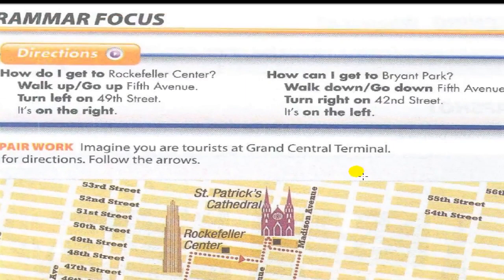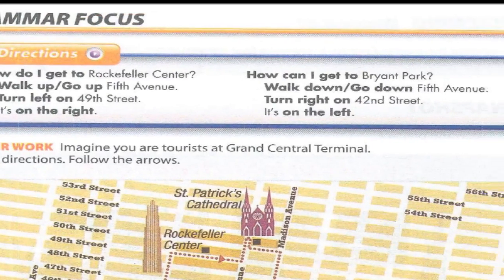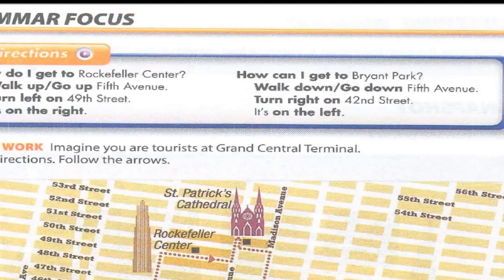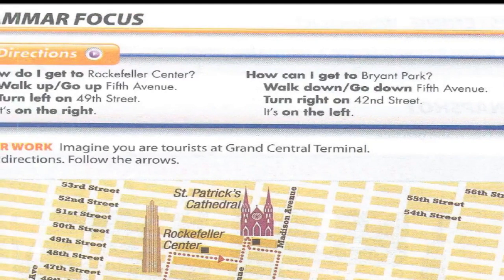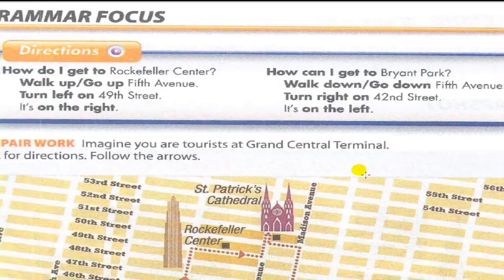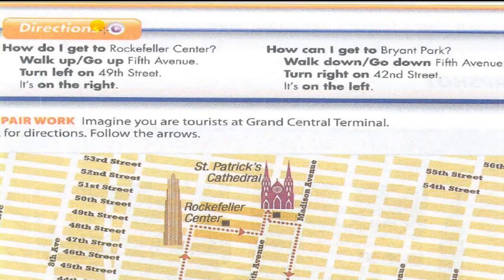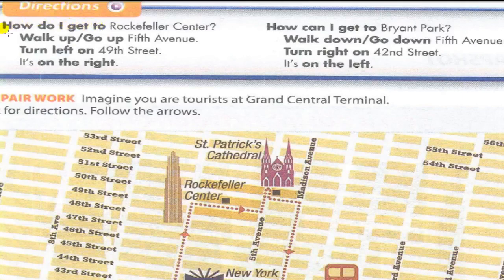Number 9, directions. Page 90, exercise 9, grammar focus. Directions. How do I get to Rockefeller Center? Walk up Fifth Avenue. Go up Fifth Avenue. Turn left on 49th Street. It's on the right.